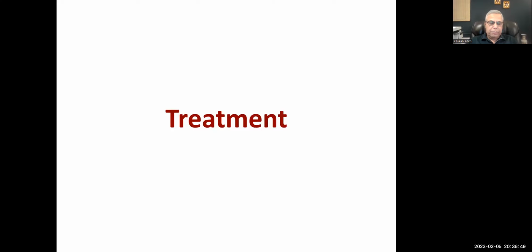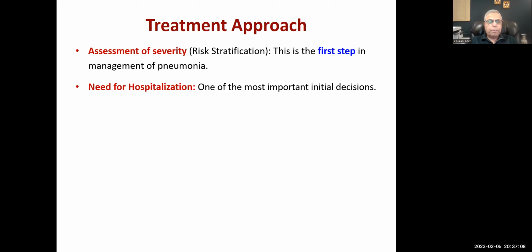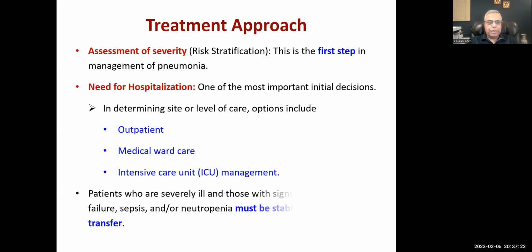So now we come to the treatment part, and all the treatment part is going to be on the exam, all right? So treatment approach, number 1 is to assess the severity. This is the first step in the management, whether you have to admit the patient or give him treatment as an outpatient case. A need for hospitalization is one of the most important initial decisions in determining the site or level of care. Options include outpatient, medical ward, and intensive care unit.